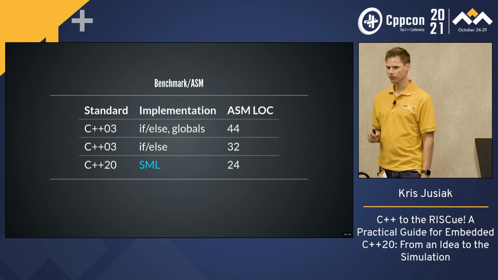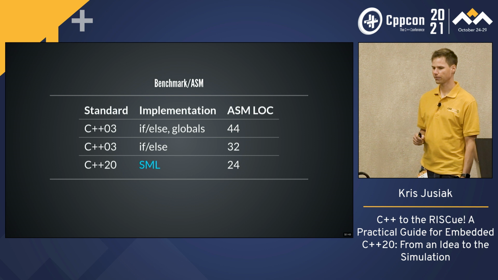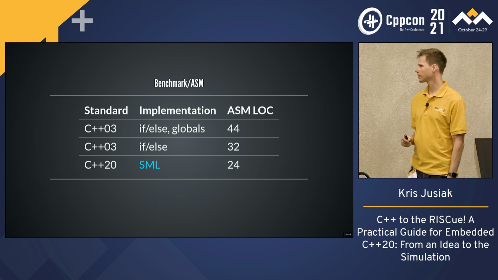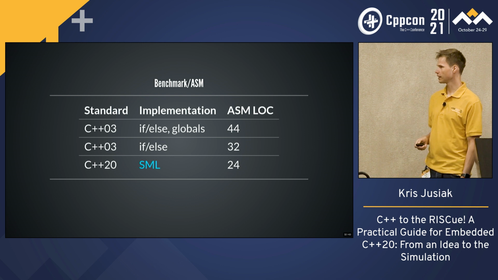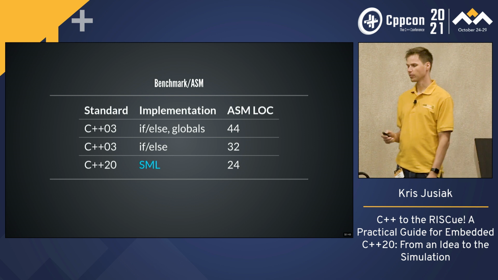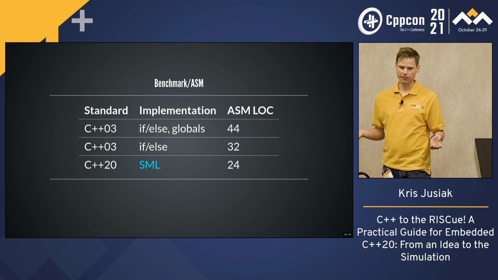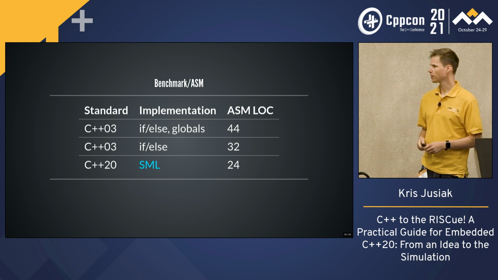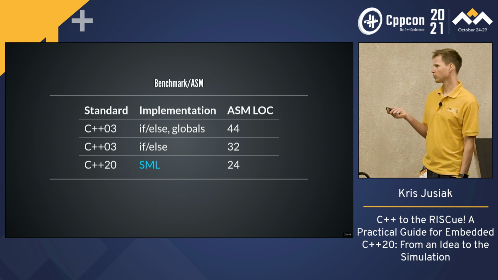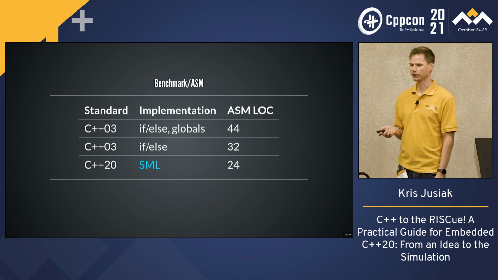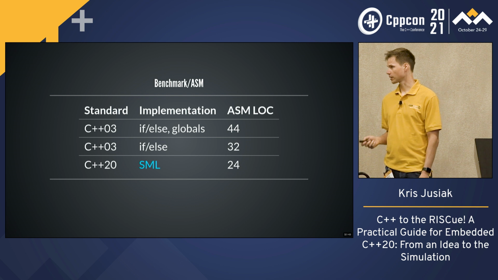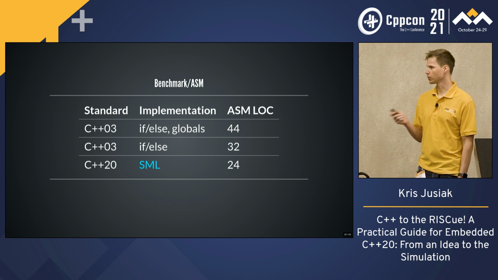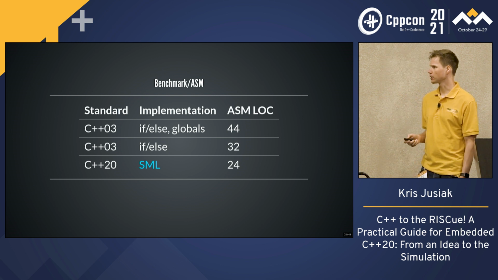Assembly, lines of code: C++03 with globals, 44; C++03 without the globals, 32; C++20 with a simple state machine, way more expressive, 24. And we could easily get to 32 if you wanted, just by switching the policy to if-else, for example. We could also implement it with the switch potentially and get a better implementation as well.